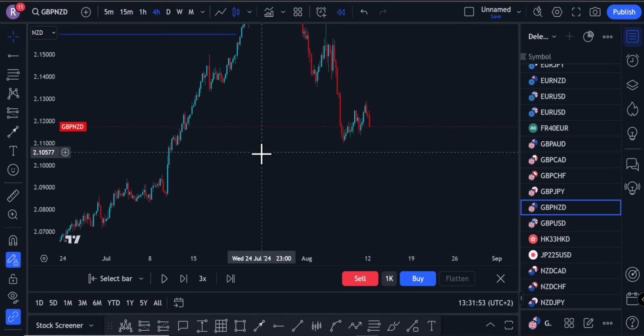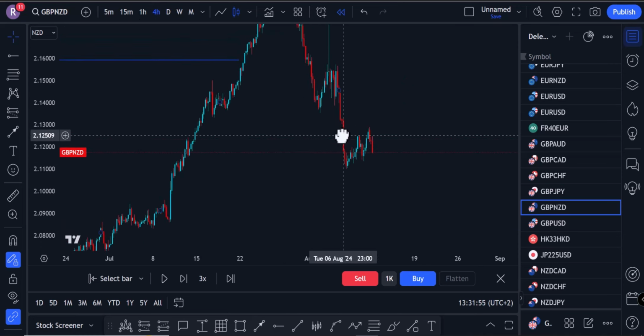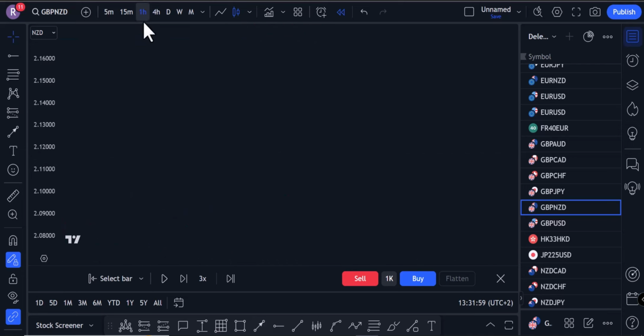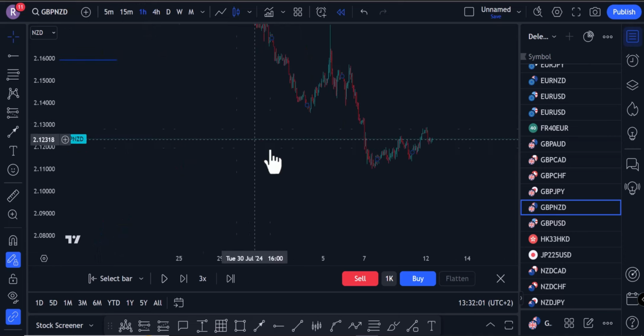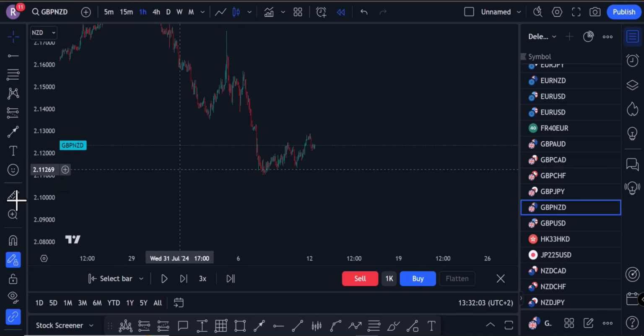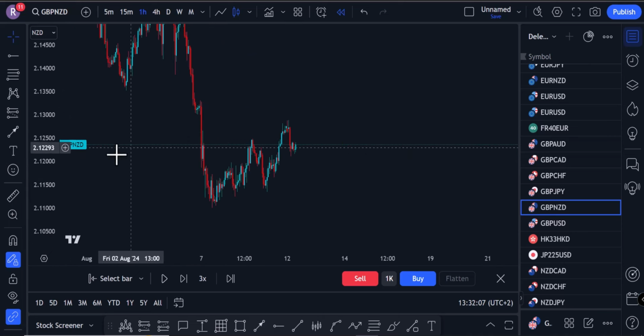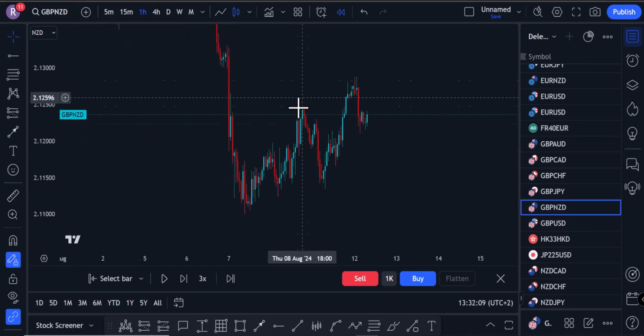Okay, and then when we're done with the daily, we can go straight to the 4 hour. Because the 4 hour is not that clear, what I usually do is I then go to the 1 hour time frame, right? Majority of the time the 1 hour is going to give us a clear path or a clear structure on what is going on.